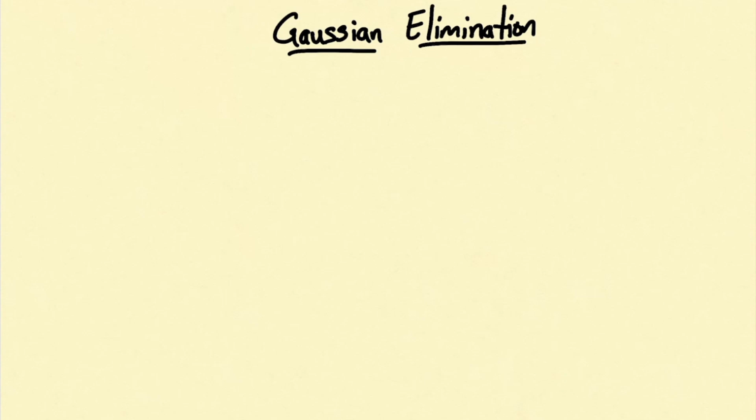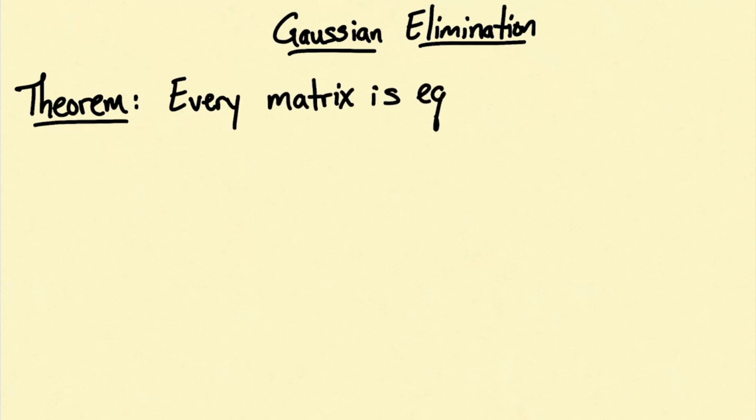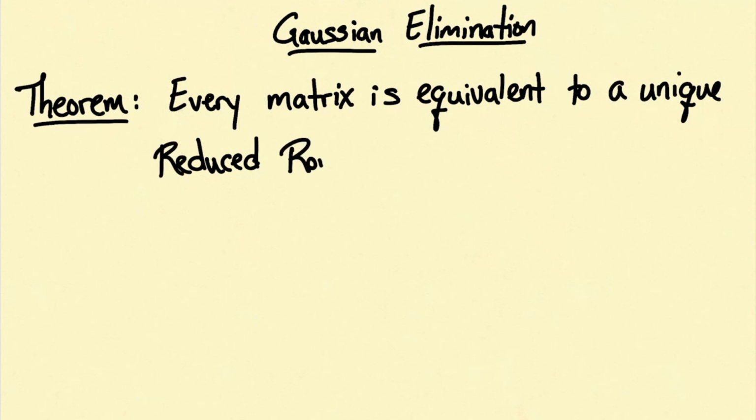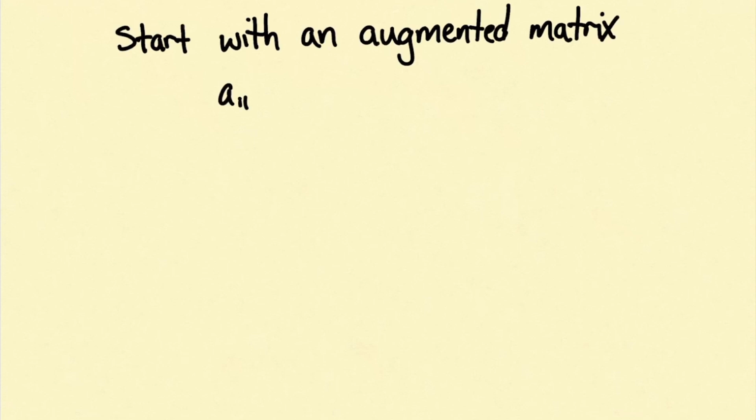We want to write down the Gaussian elimination algorithm. The true magic is the following theorem. The theorem tells us that every matrix is equivalent to a unique matrix in reduced row echelon form. So we start with an m by n linear system, which we have represented as an m by n plus 1 augmented matrix.